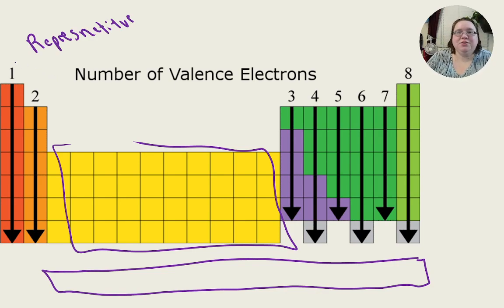Our representative elements are those elements that are in groups 1, 2, and 13 through 18. Those are our tall groups, and they are found in the vast majority of the compounds that you actually interact with on a daily basis.